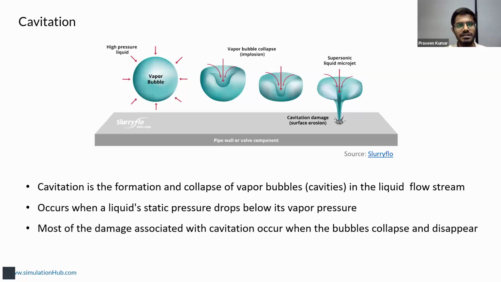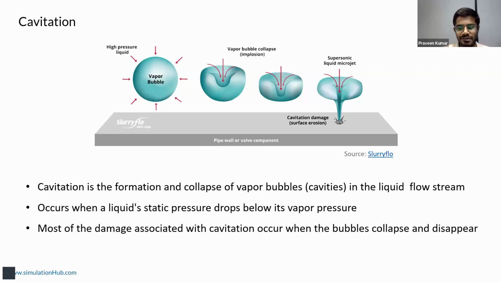So what is cavitation? Cavitation is nothing but the formation and collapse of vapor bubbles, cavities, in the liquid when the liquid flows. It occurs when the liquid's local static pressure drops below the vapor pressure of the liquid. Most of the damage associated with cavitation occurs when the bubbles collapse. When the bubble collapses, it hits the surface and erodes it. That is how the damage is caused.